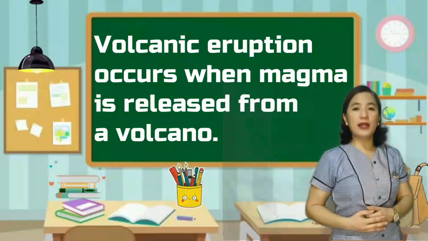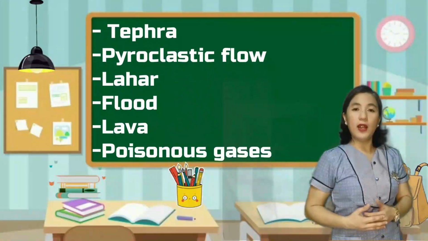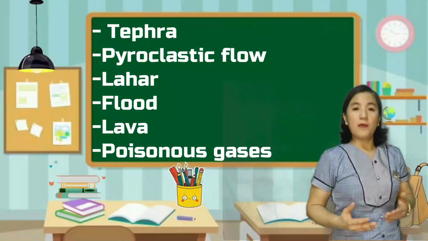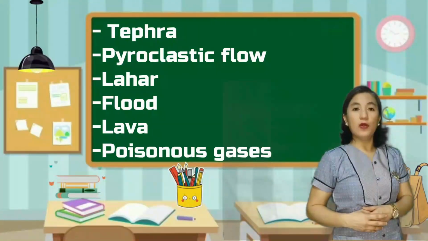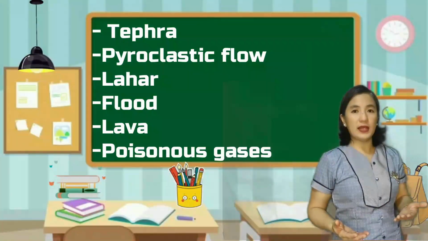A hazard directly associated with volcanic eruptions are tephra, pyroclastic flow, lahar, flood, lava dome, and poisonous gases.